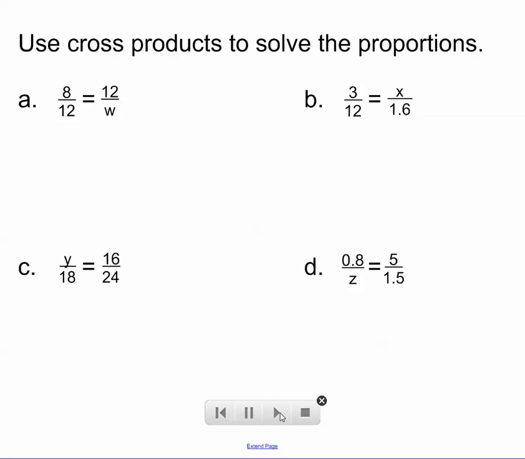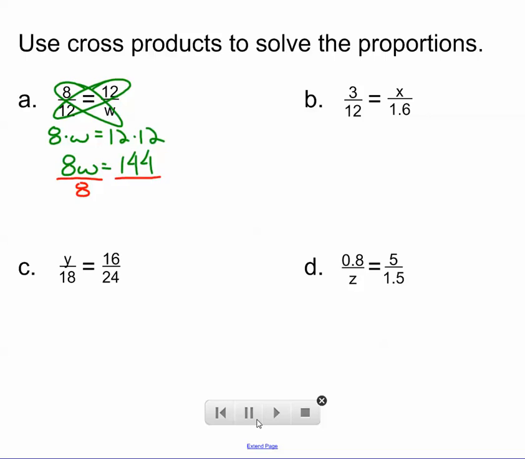But we can also do this using cross products. Here's what I mean. 8 times W should equal 12 times 12. If this is truly a proportion, and we're being told that 8 over 12 does equal 12 over W, then their cross products are going to be equal as well. So 8 times W should equal 12 times 12. And that's just the rule, that if two ratios are equal to each other, then their cross products are also equal. It's always been true. It's been proven time and time again. So we can use that to solve this missing variable. We'll simplify the left side, 8W, simplify the right side, 144, and we'll divide both sides by 8.